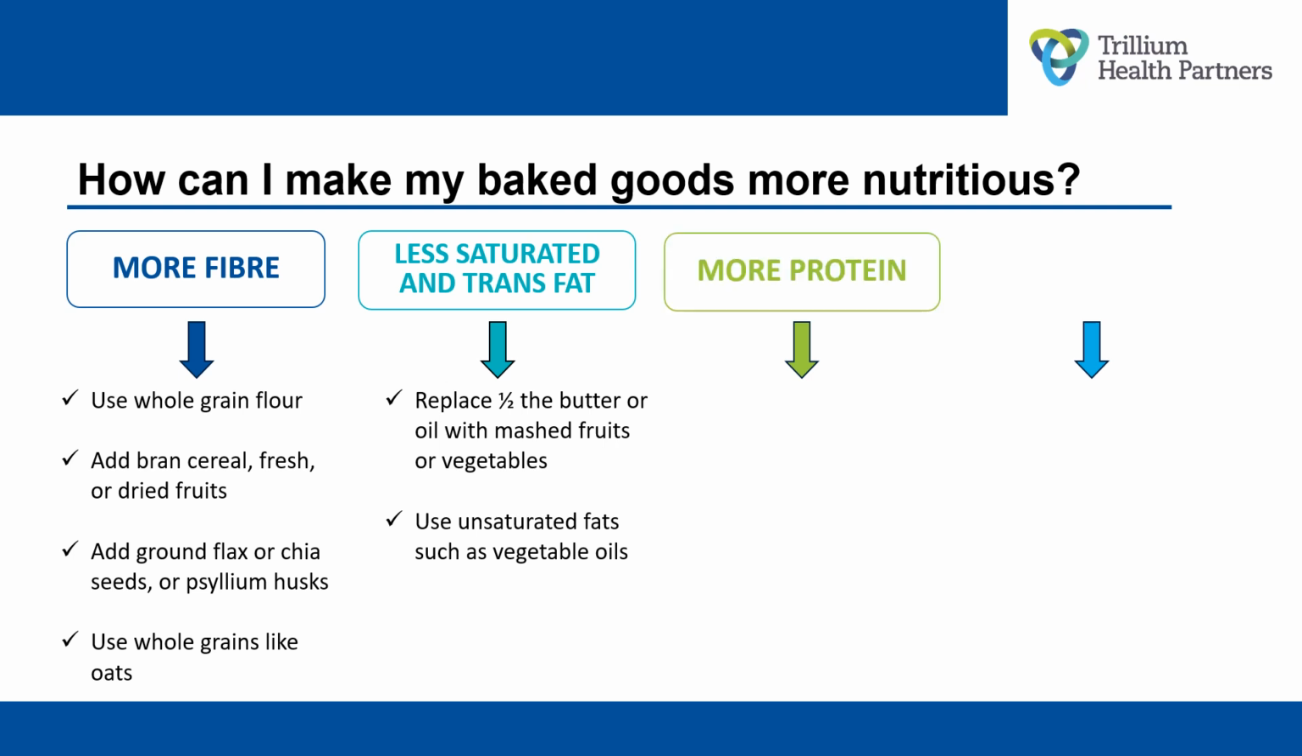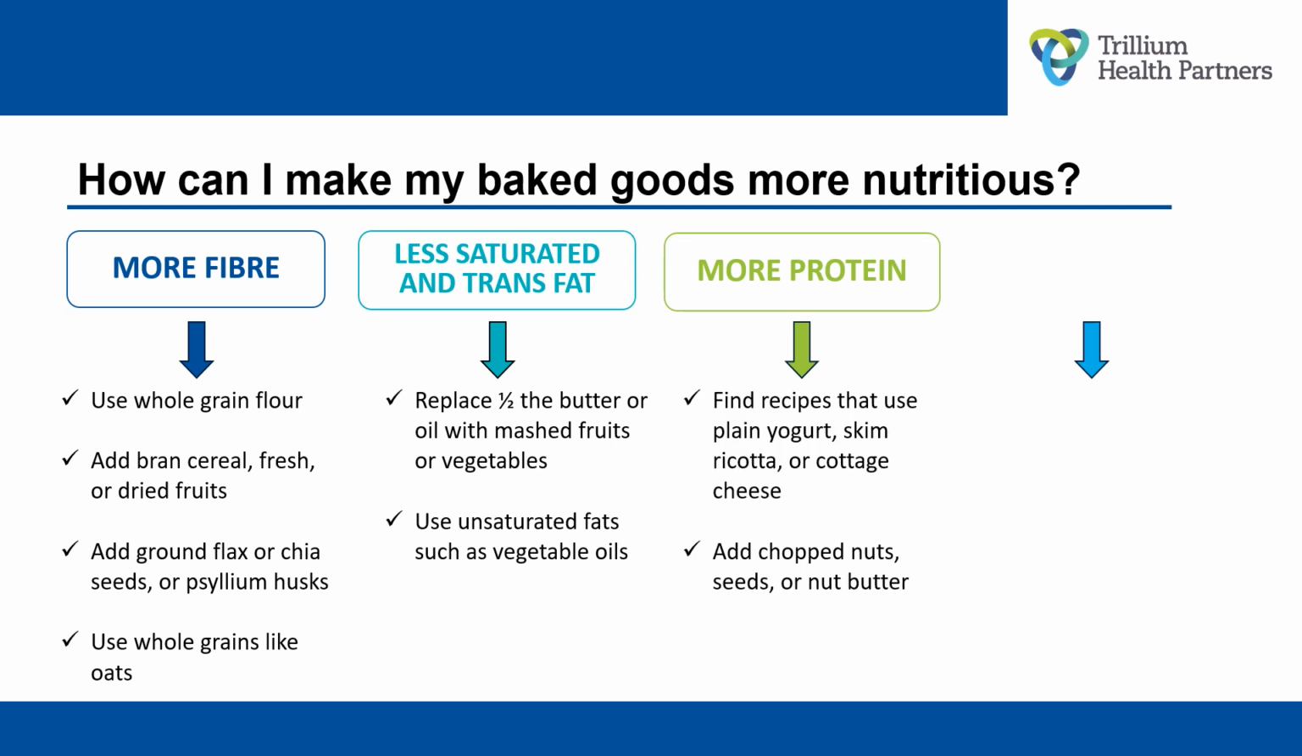We can also try to add more protein to our baked goods. How do we do this? Find recipes that use plain yogurt, skim ricotta, or cottage cheese. You can add chopped nuts, seeds, or nut butters to your recipes as well.